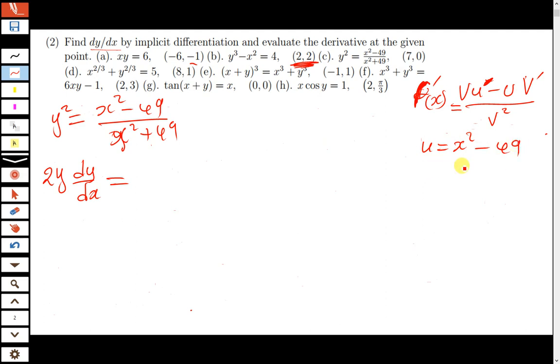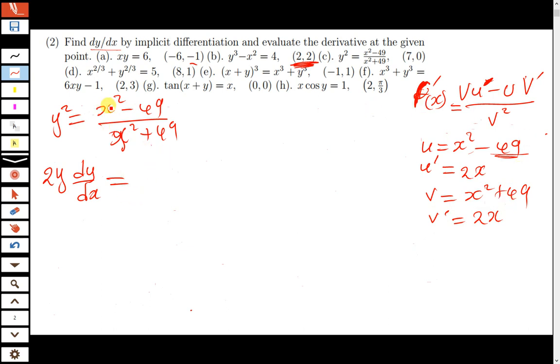49, then our u prime becomes 2x, because when you differentiate this part we get 2x, differentiate this part we get a 0. Then if we say our v is equal to the denominator, which is x squared plus 49, means that our v prime becomes 2x as well.